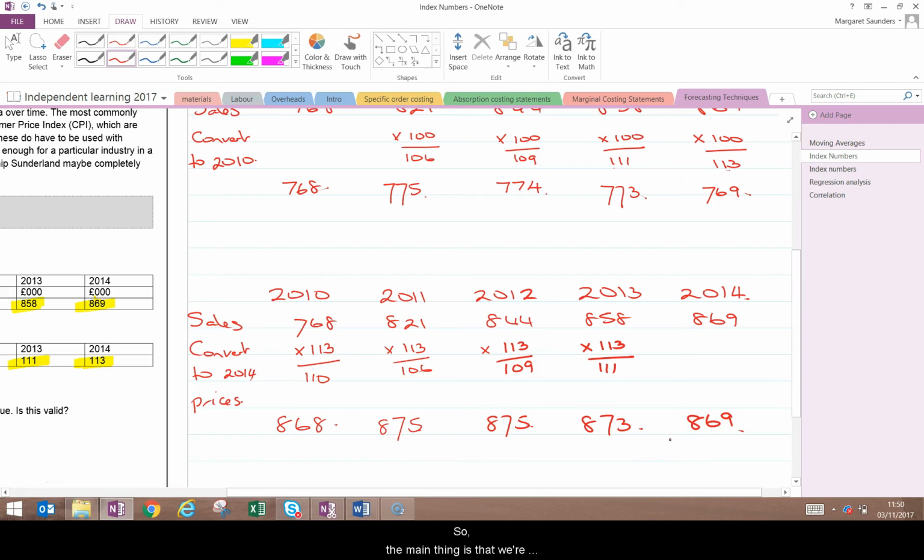So the main thing is that we're converting all the figures to a common price level, where the effects of inflation are the same within each year. And then we can compare and decide whether the changes in our figures are due to inflation or are due to some other reason. And that brings us to the end of this recording on index numbers.